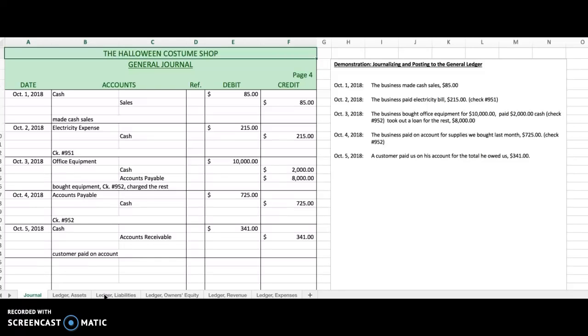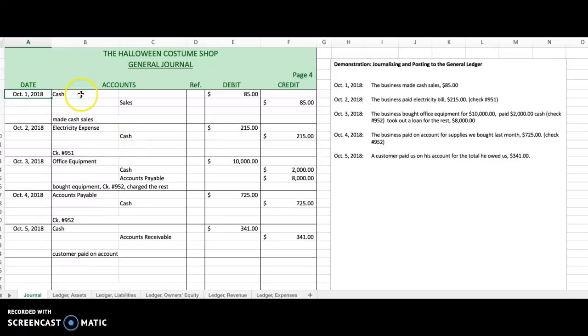On the screen you see a general journal page, and now the pages are indicated in this and in future problems. This happens to be page 4 for the Halloween costume shop, and we see a few entries here. So when we post them, the process is really relatively simple, as we'll see. Let's go through a few.